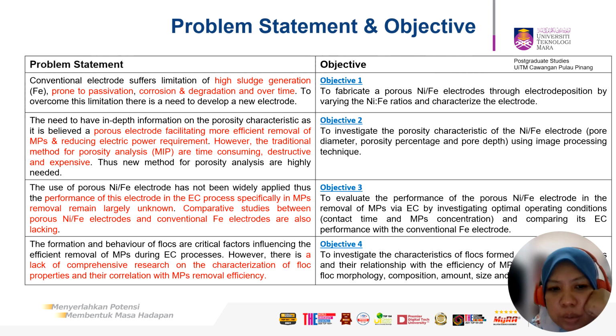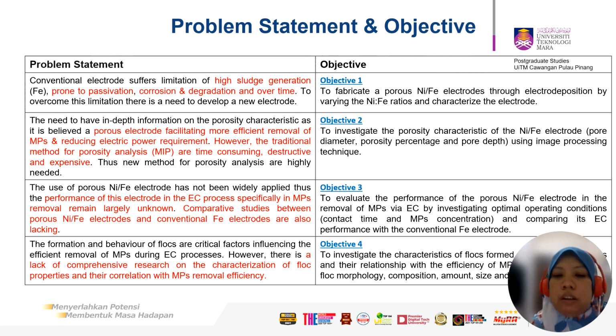Comparative studies between porous nickel Fe electrode and conventional Fe electrode are also lacking. So, objective 3 is to evaluate the performance of the porous nickel Fe electrode in the removal of MPs via EC by investigating the optimal operating condition, contact time, and MPs concentration, and comparing its EC performance with the conventional Fe electrode.